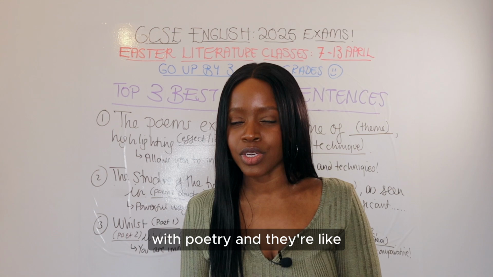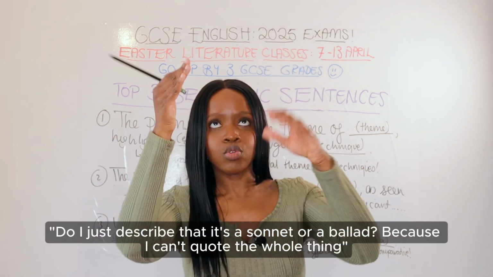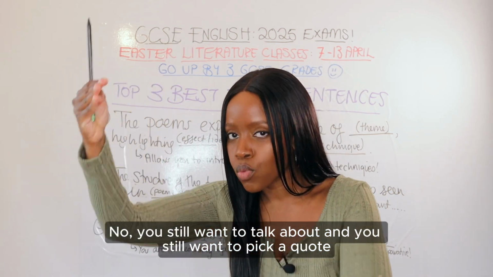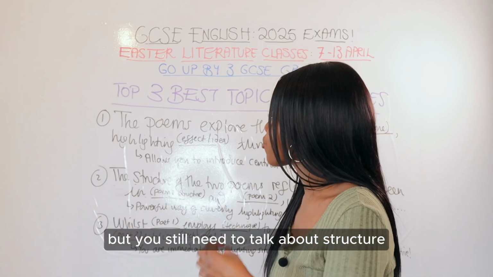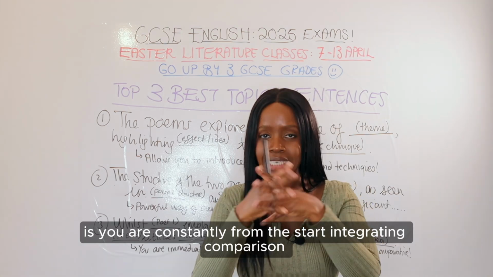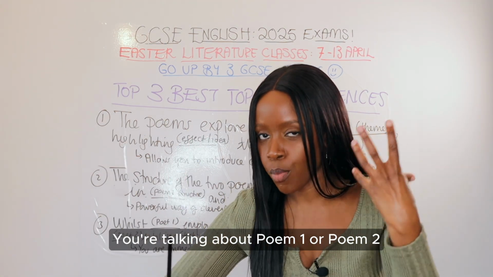find challenging with poetry. They're like, if I'm talking about this being a sonnet or this being a ballad, do I just describe that it's a sonnet and ballad because I can't quote the whole thing? No, you still want to talk about, and you still want to pick a quote, but you still need to talk about structure, right? However, also what's great about this is you are constantly from the start integrating comparison. You're talking about poem 1 or poem 2.